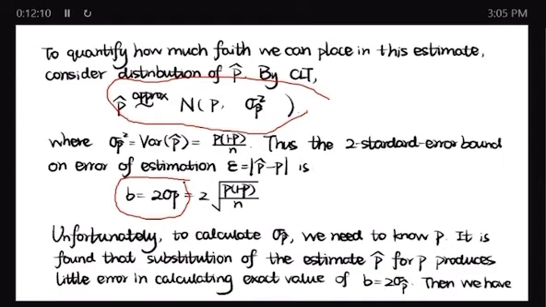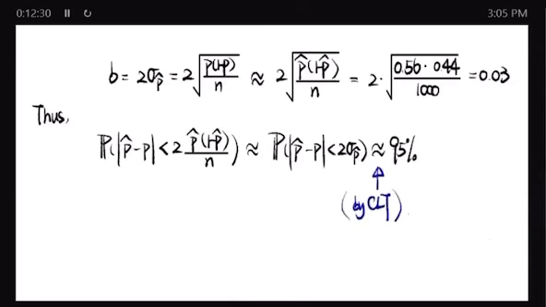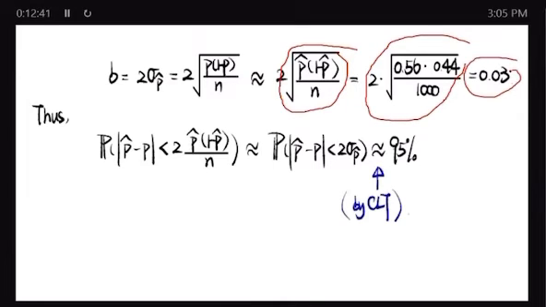So what are we trying to say? We need the values of p to be able to compute that. Unfortunately, to calculate that, we need the values of p. But we have the best guess, p cap, so we can substitute p cap. Can you see that? We substitute that. At the end of the day, it gave us this bound. It gave us 0.03.